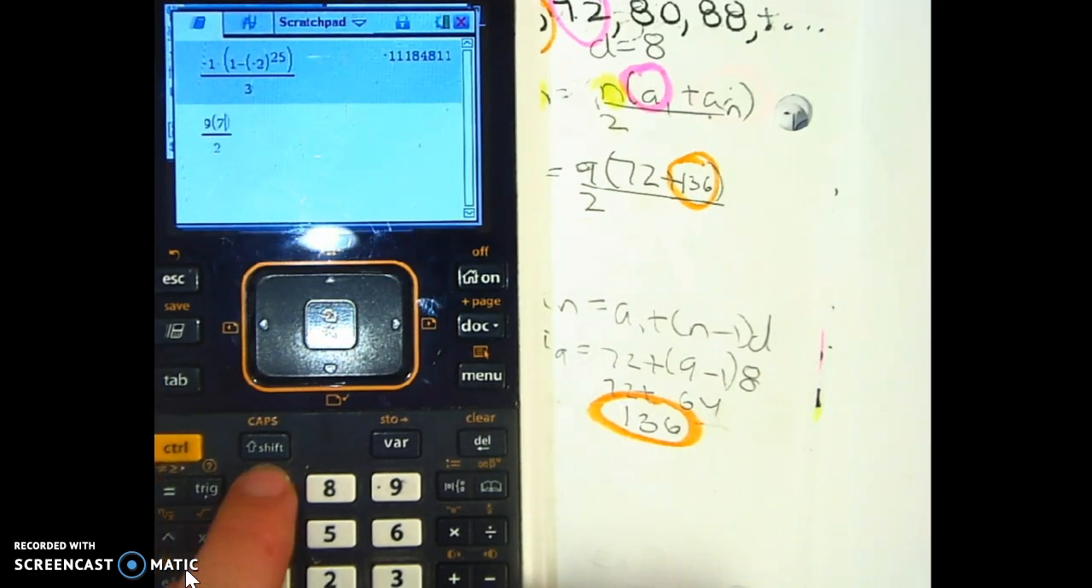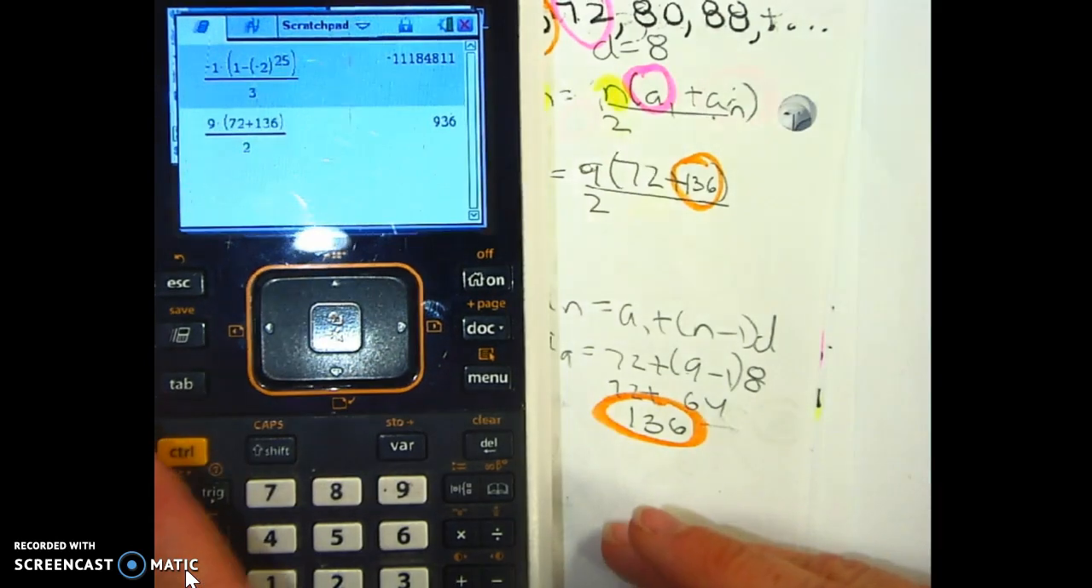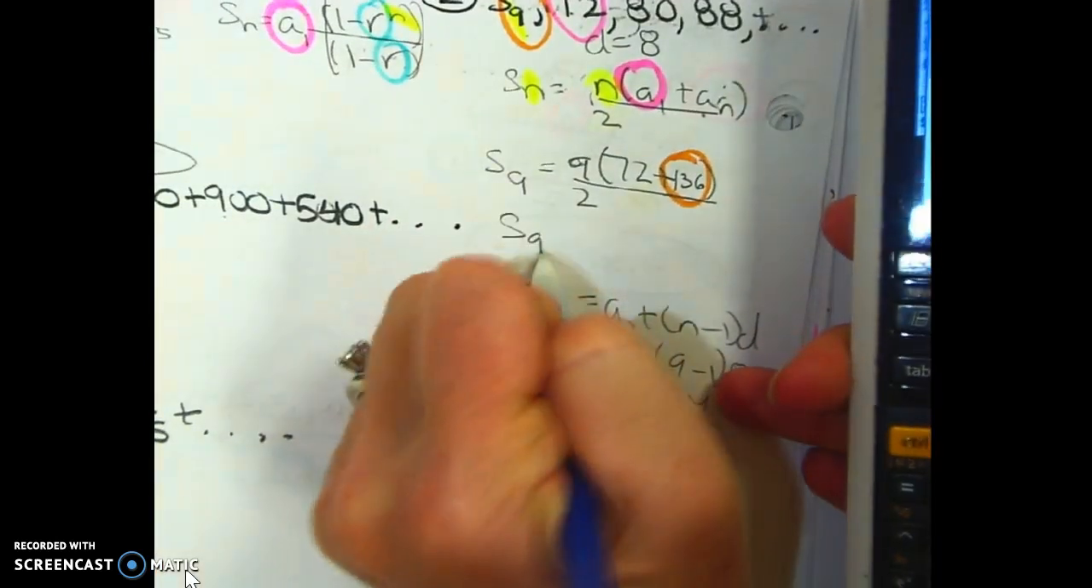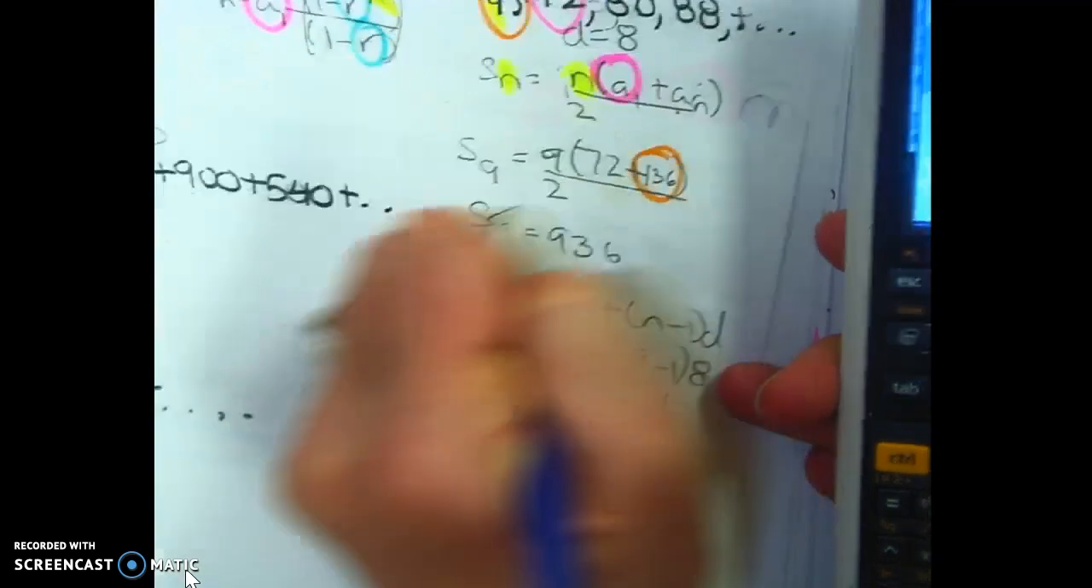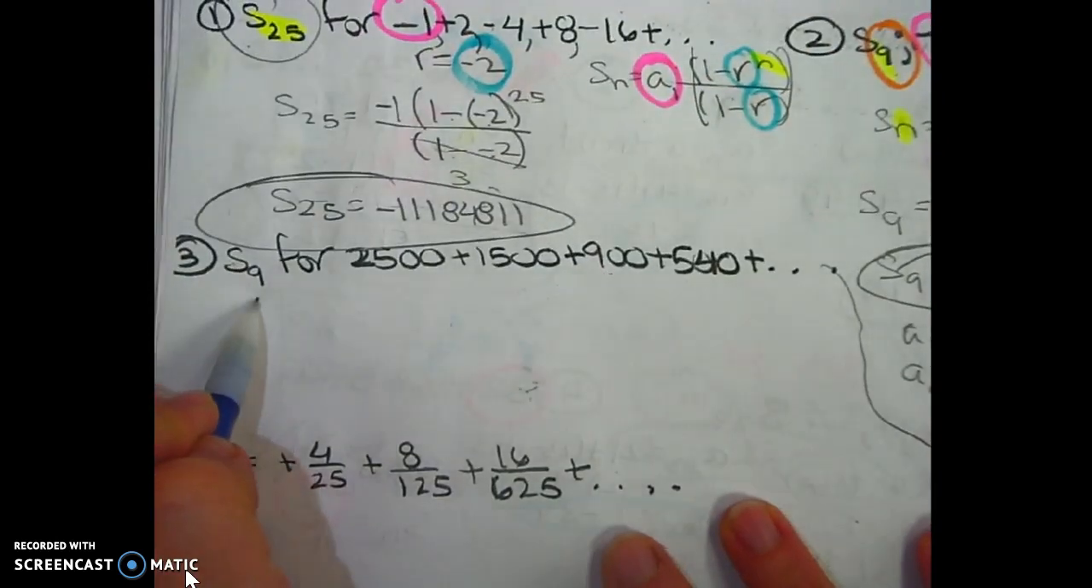Parentheses 72 plus 136. Press enter and I got 936. So that means the sum of the first 9 numbers is 936. Okay, let's go to the next one. I want the sum of the first 9 numbers.